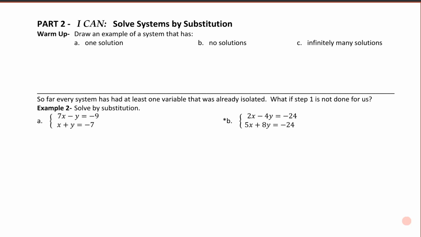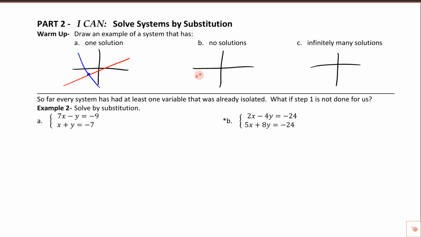Let's continue solving systems of equations by substitution. The warm-up here says draw an example of a system that has one solution, no solutions, or infinitely many solutions. So remember, if we've got one solution, and I'm going to go ahead and draw an xy plane on each one of these, that means the lines are going to cross in exactly one point. Right there is where they cross. They get one solution right there.